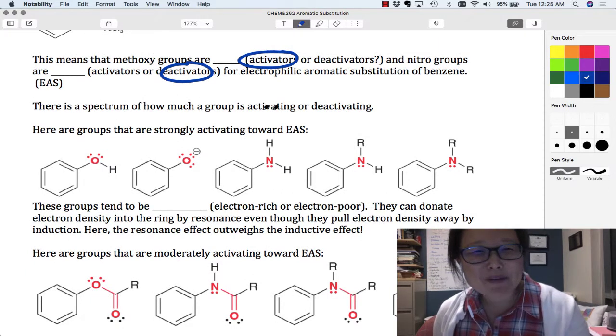Okay, so there's a spectrum of how much a group is activating or deactivating.